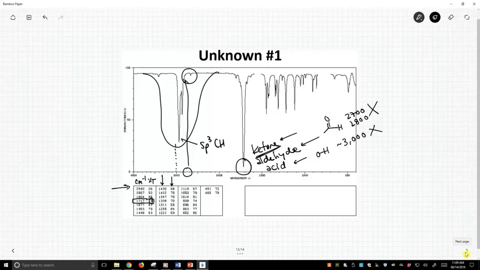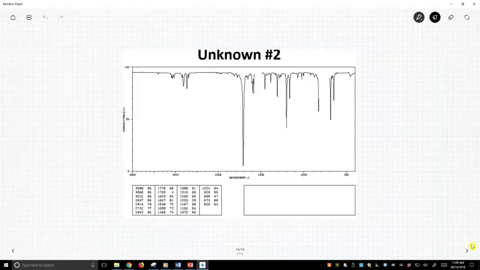How would we identify the exact molecule? Well, we need to use our other techniques, things like mass spectrometry or nuclear magnetic resonance spectroscopy to fill in the other details. Okay, let's see another spectrum. This is a very similar spectrum. Note that we have a big, strong peak.